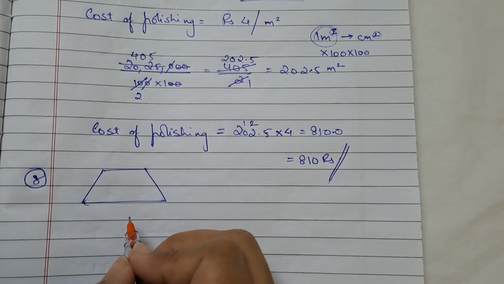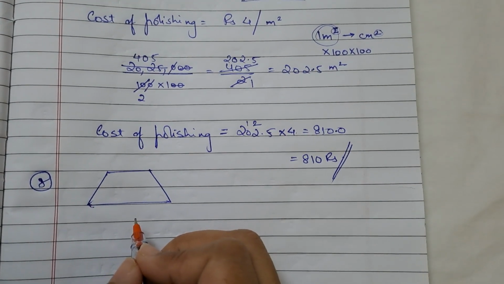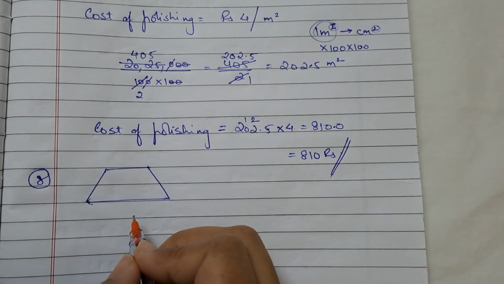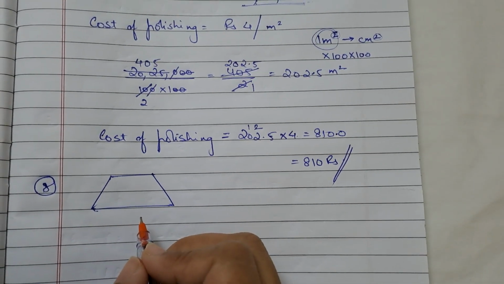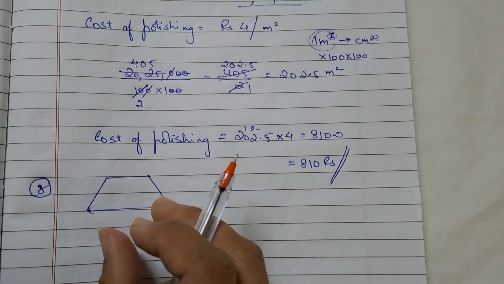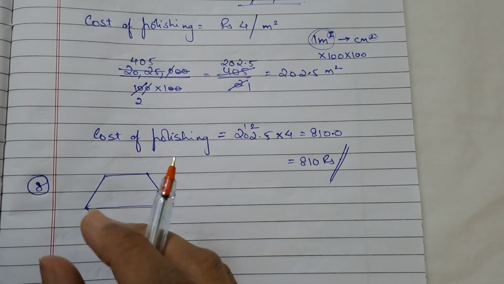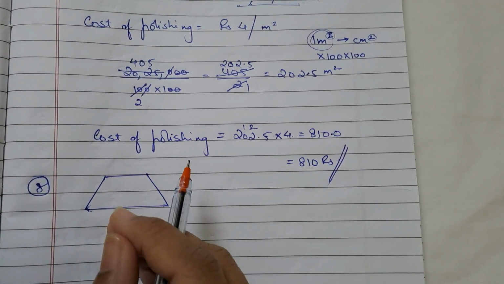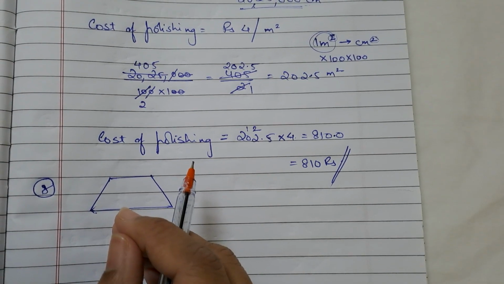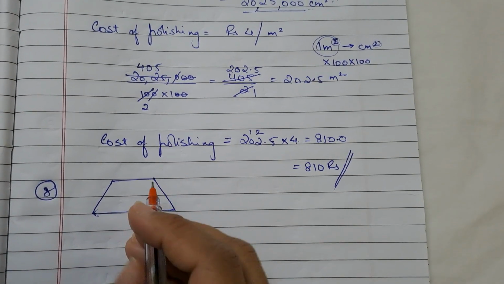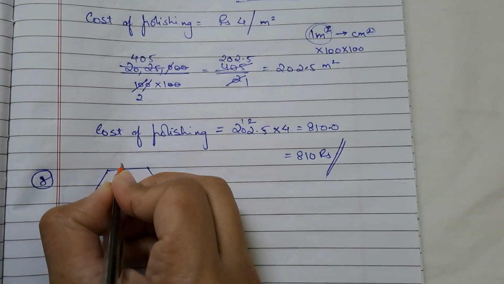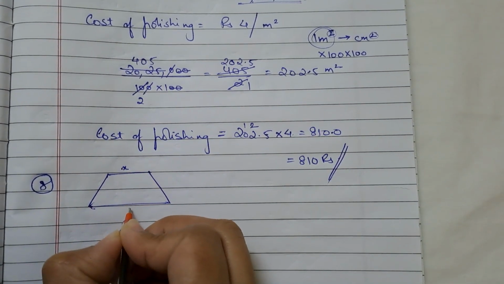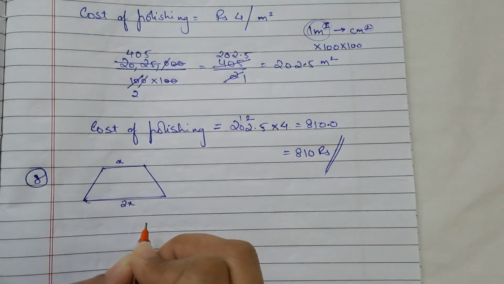Rich fellow. Its side along the river is parallel to and twice the side along the road. Oh my god. So its side along the river, okay, one side there is river, is parallel to and twice. Okay, if this is x, the river side, then twice means the other side will be 2x.